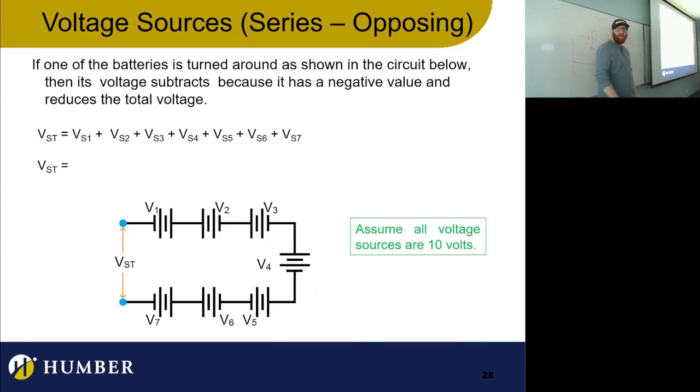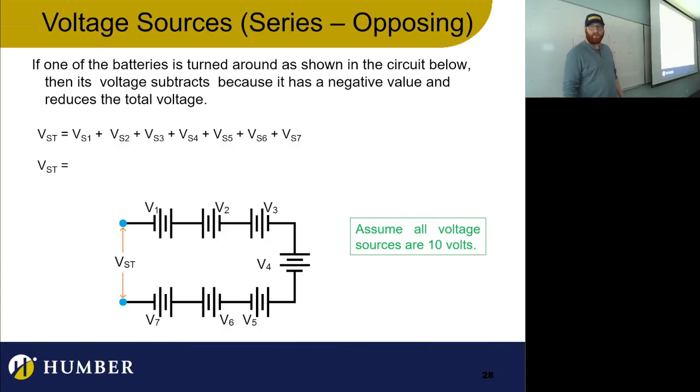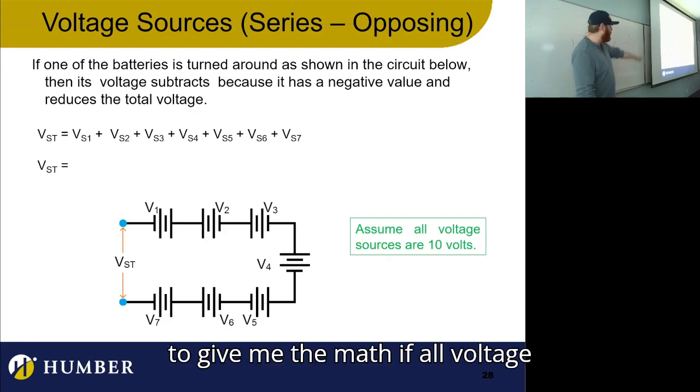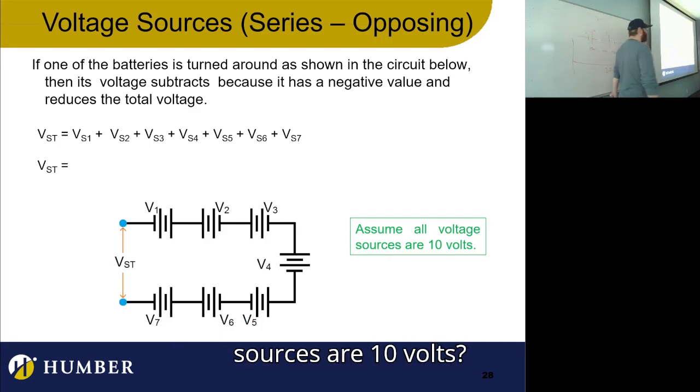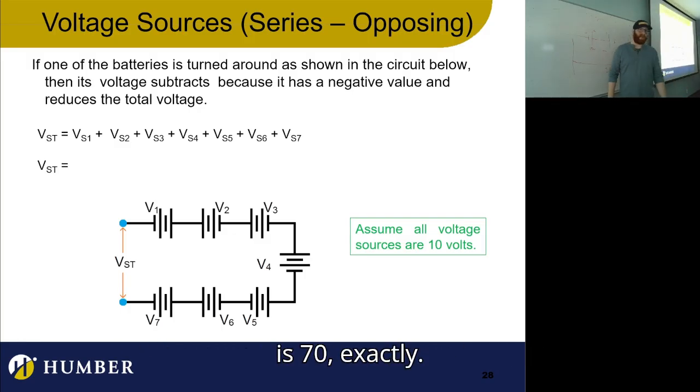And this is what we just said as well. Does anyone want to give me the math if all voltage sources are 10 volts? 70, because there's 7 of them. 7 times 10 is 70. Exactly.